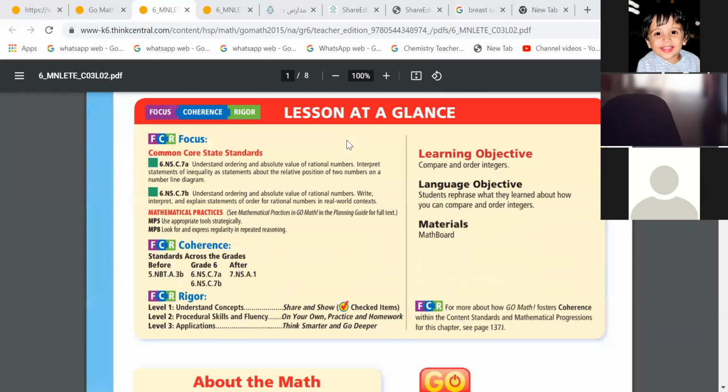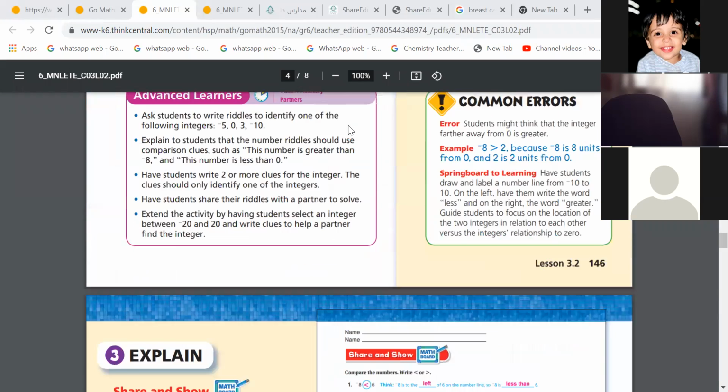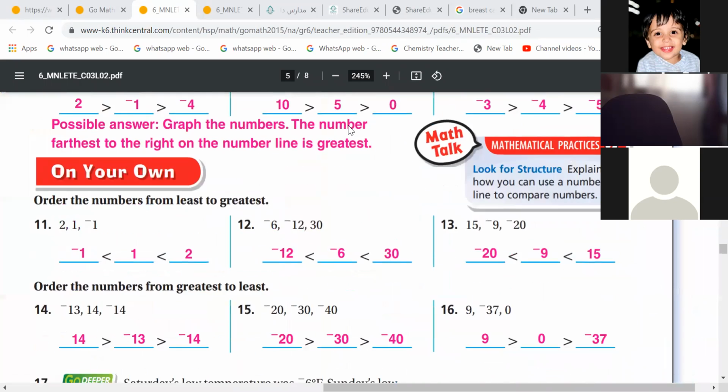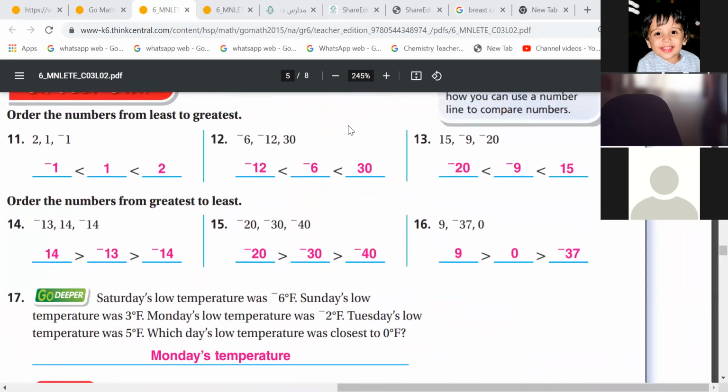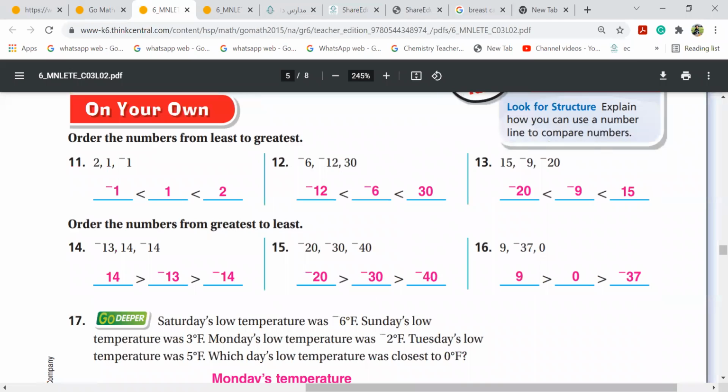Yes, so grade 6 girls, lesson 3.2, compare and order integers, we have completed in our last lesson. And here, before beginning the new lesson, I explained to you how to compare the integers, like negative numbers with the positive numbers, from least to greatest. Everyone please turn to page number 147 and check whether you have completed this.